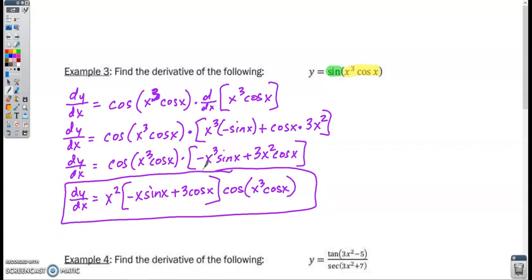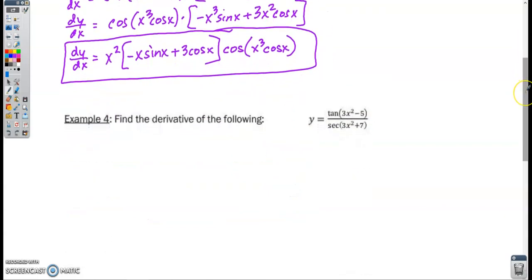All right, let's go ahead and we'll move on to example 4. Find the derivative of the following. Y equals the tangent of the quantity 3x squared minus 5 over the secant of the quantity 3x squared plus 7. Again, I think about it from the evaluation standpoint. If I were to evaluate this, I would substitute the value in for x, and I'd figure out what the tangent of that quantity was and what the secant of that quantity was. And the last thing I would do is I would divide those two. That tells me that the division is where I start my derivative here, and therefore I'm going to start with the quotient rule.